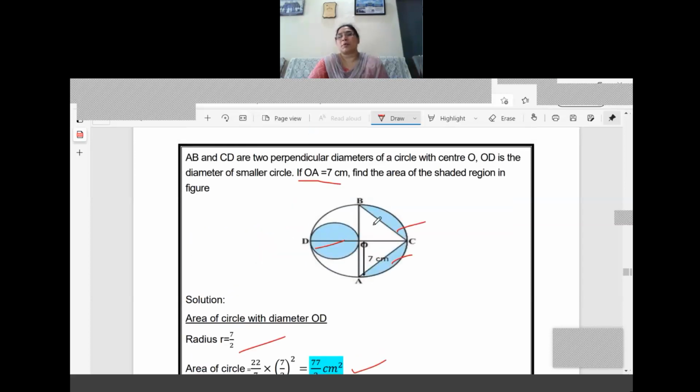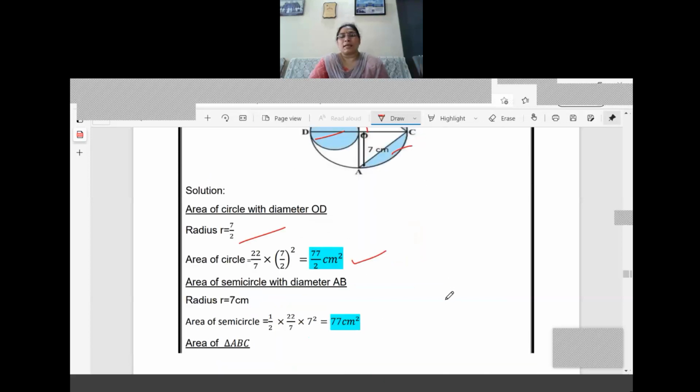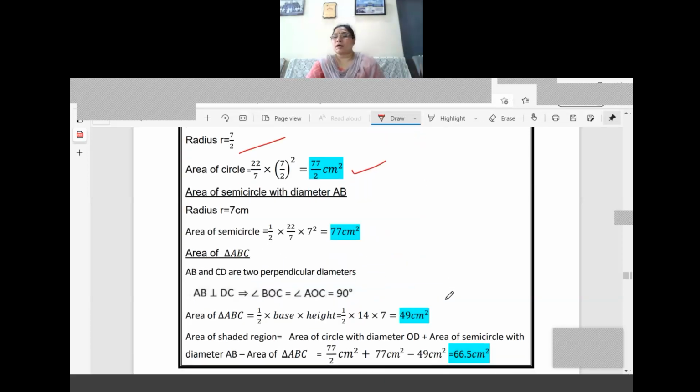Now what is the next step? Area of the triangle ABC. Already it is given that AB and CD are perpendicular. So what about angle O? Angle O equal to 90 degrees. So we got 90 degrees there, theta. Now it is a right angle triangle only, so we can use the half base into height formula. So it is equal to 49 centimeters square.